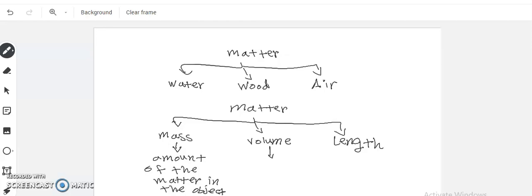Volume. Volume here is talking about the space taken by this matter. So this one is talking about the space taken by the object or the matter.